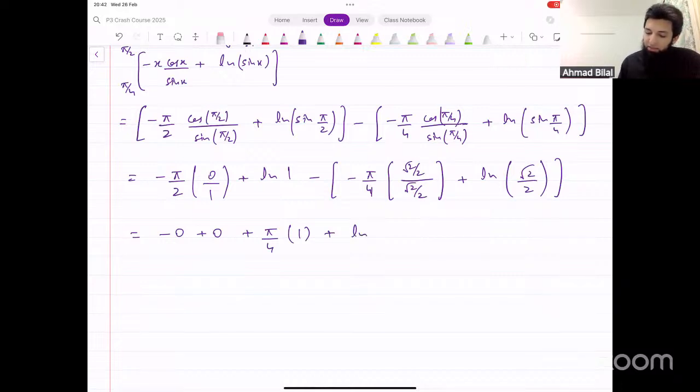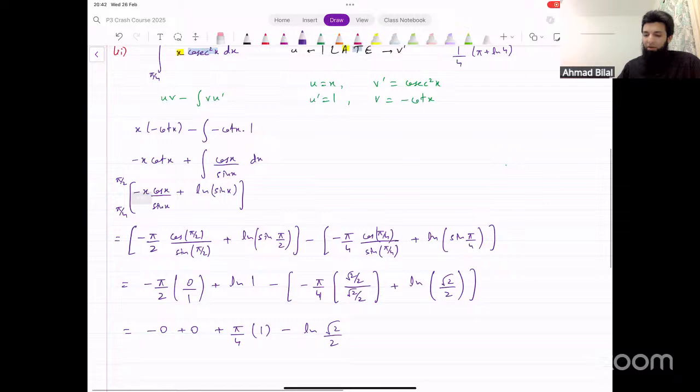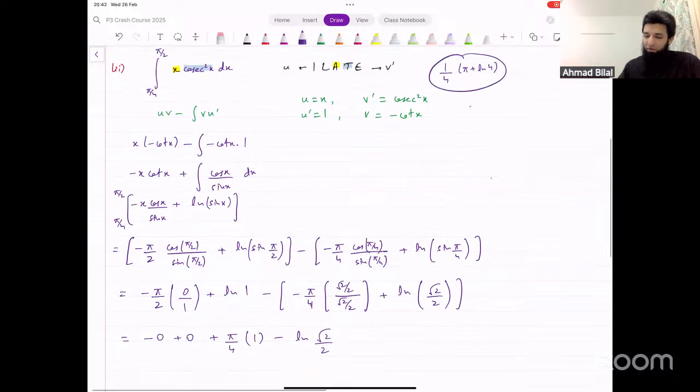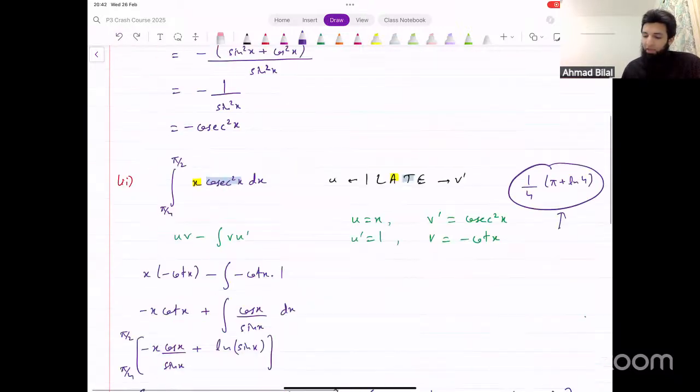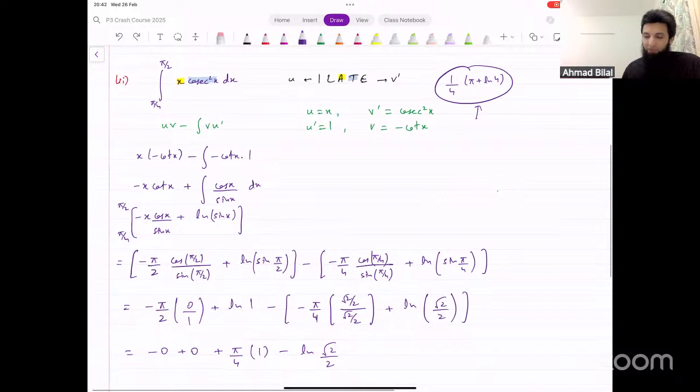Plus ln of square root of 2 over 2. In fact, we have minus here outside. Minus ln of square root of 2 over 2. Now we think of what we want at the end. We want 1 over 4 into pi plus ln 4. That's what they wanted us to prove there, right? 1 over 4 into pi plus ln 4. Okay, now how do we go from this one to that one?